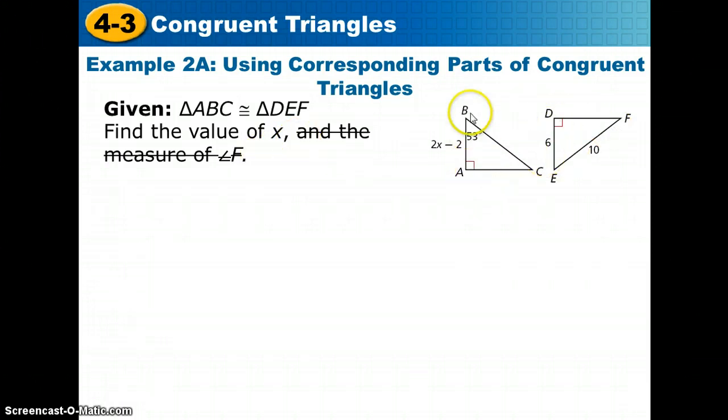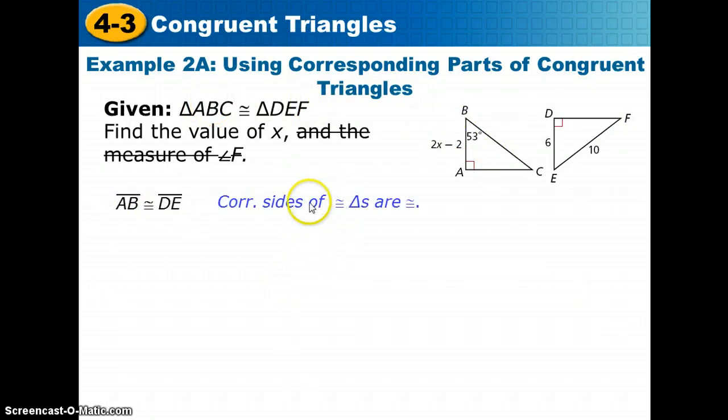We have triangle ABC that is congruent to triangle DEF. Remember, corresponding parts are going to be congruent. Corresponding angles, A and D are the right angles. They also come first in your label, so you know they have to be together. B and E correspond, so they are congruent. C and F correspond, so they are congruent. And then the sides, AB and DE are congruent because the corresponding sides of congruent triangles are congruent. That's going to help us find x.